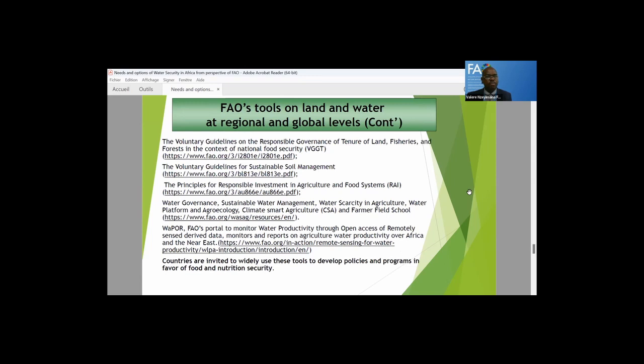But also in land and water, because you cannot develop water without developing land, we have other tools that you can see. There are the VGGTs, which are the Voluntary Guidelines on the Responsible Governance of Tenure of Land, Fisheries and Forests. We have voluntary guidelines for sustainable soil management. We have principles for responsible investment in agriculture and food systems. We have water governance and water management. We have so many tools at FAO. Those are a few, but if you click on one of them, you go to the site and will be able to browse and see all existing tools within FAO in terms of land and water. Next, please.